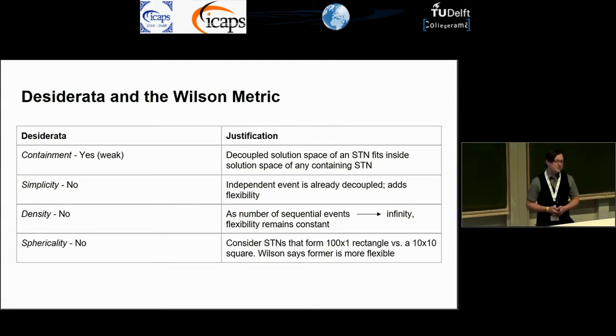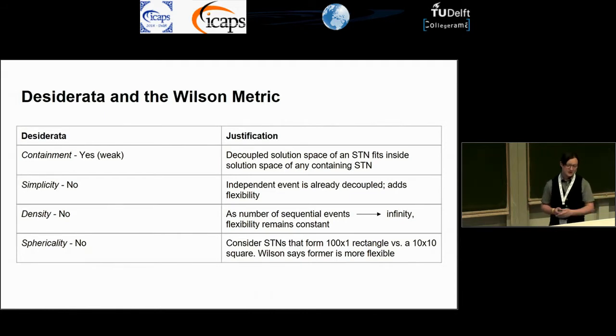Finally, the Wilson metric does not have sphericality either, and we can look to a counterexample to see this. If we have an STN with two events, one of which needs to happen between 0 and 1, and the other of which needs to happen between 0 and 100, the Wilson metric will assign that a flexibility of 101 because it will just add those intervals since they are already decoupled. And the inscribed sphere will have a radius of 0.5 because it's a long, skinny rectangle with width 1, or the solution space is.